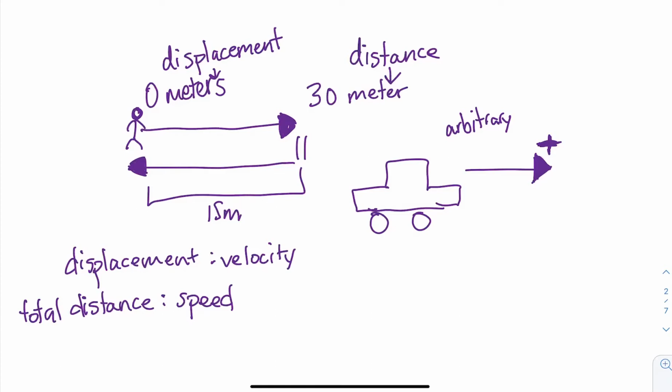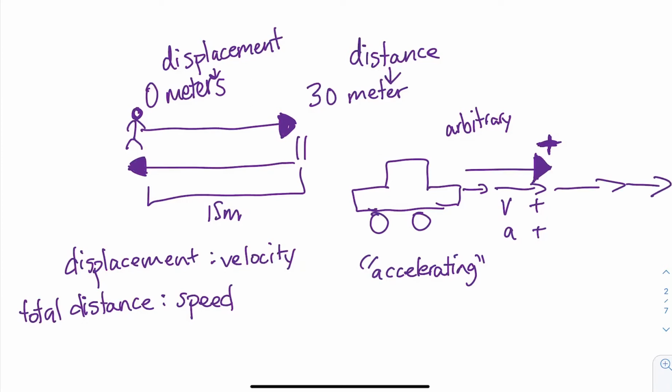Well, the idea is, if you're quote unquote accelerating like a car, your velocity is positive and your acceleration is positive. In other words, your acceleration is moving with your velocity. So, as the car is moving, it's starting to move more and more. So, the idea there is that you are speeding up.